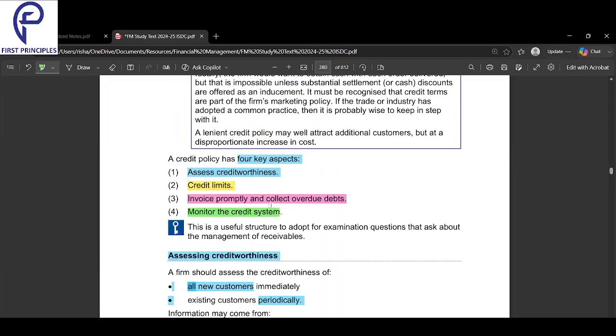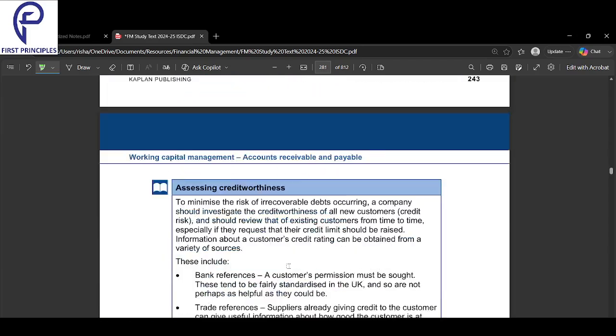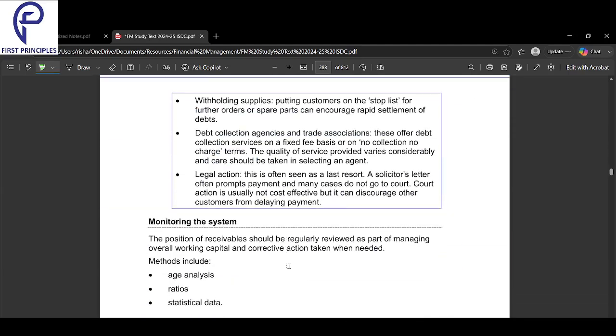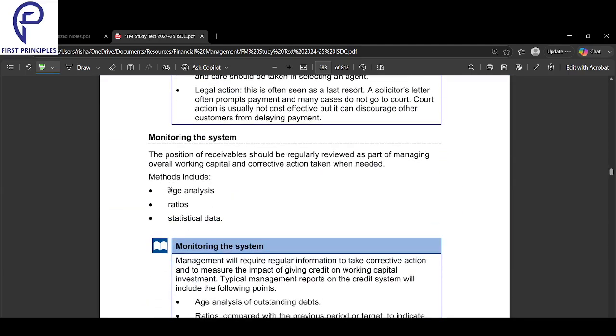And finally, monitor the credit system. That means do an aged analysis. That means 30 days someone has not paid, 30 days overdue. These 10 people have not paid from 30 days. 60 days overdue, these people have not paid in 60 days. 90 days overdue, these guys have not paid. So you do an aged analysis.